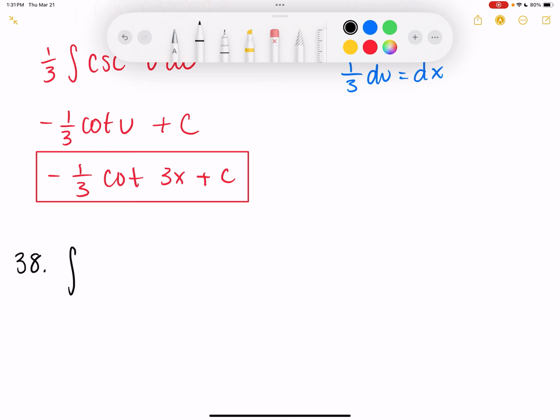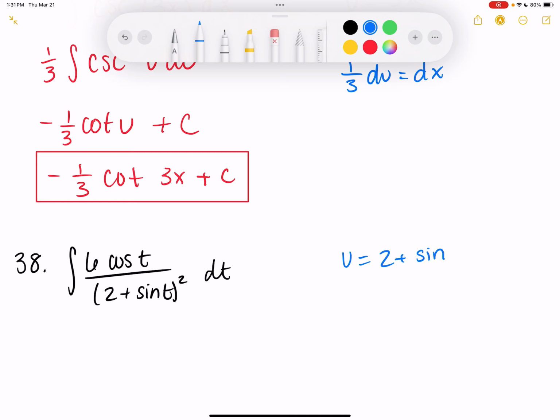38. The integral of 6 cosine of t divided by parentheses 2 plus sine t squared dt. Anyone have any thoughts about this one? Okay, so let's let u equal 2 plus sine of t. It's a good guess because we're inside of a parentheses and that parentheses is being raised to a power. And to top it all off, it's in the denominator. Not that the denominator necessarily makes a difference, but sometimes it does.